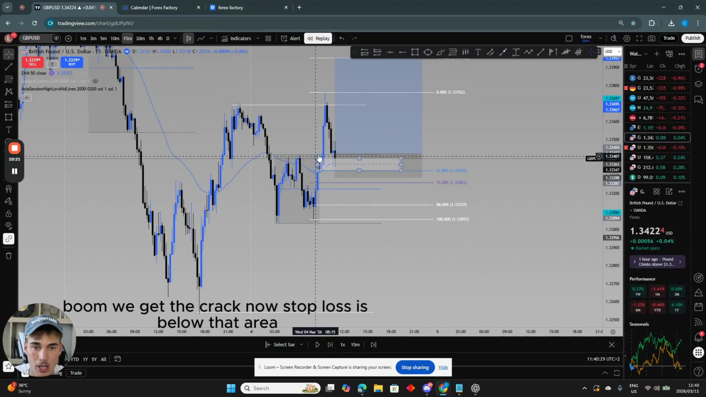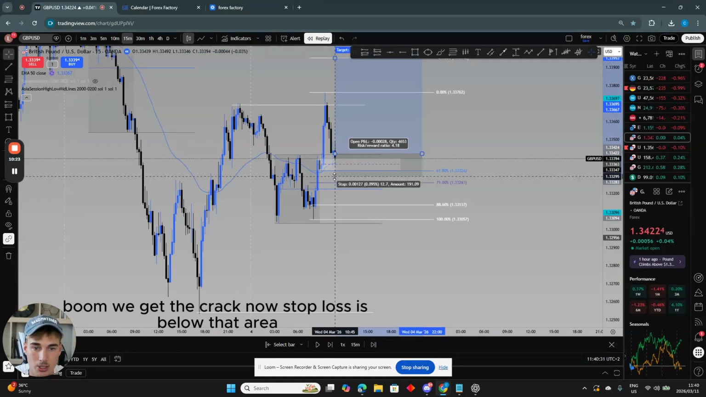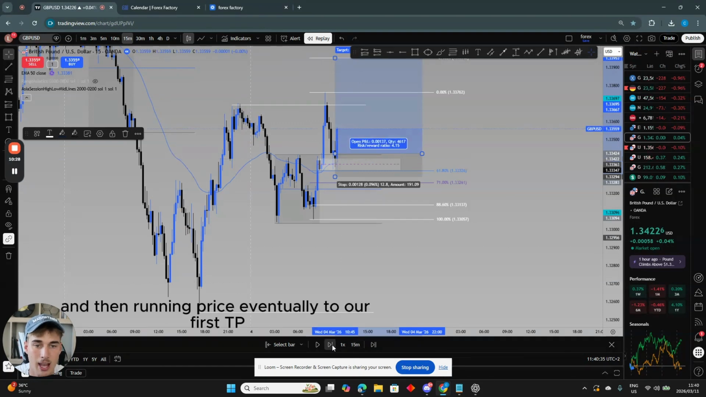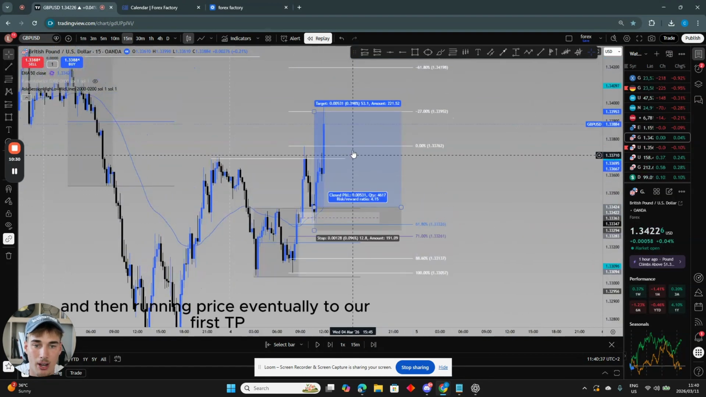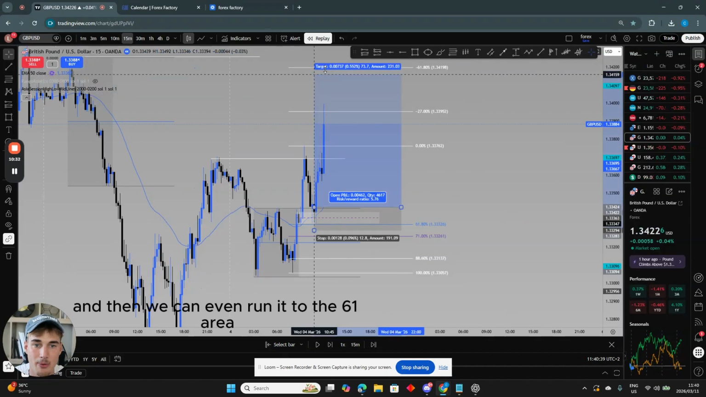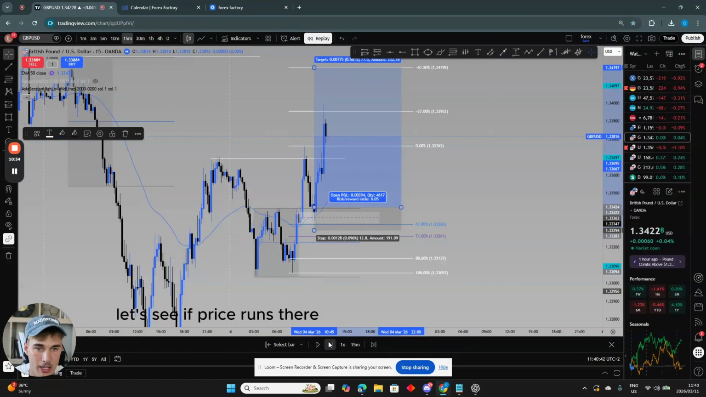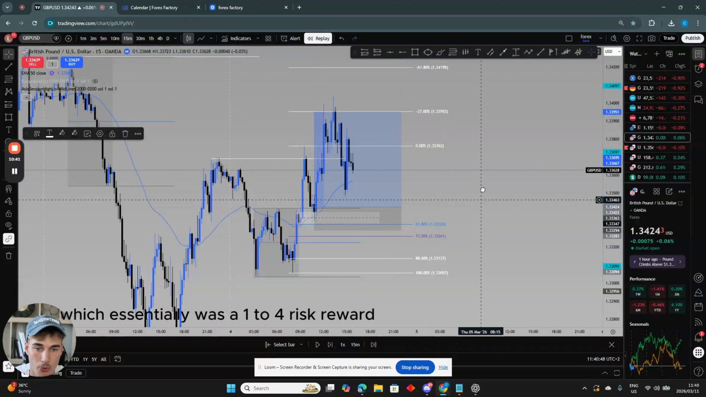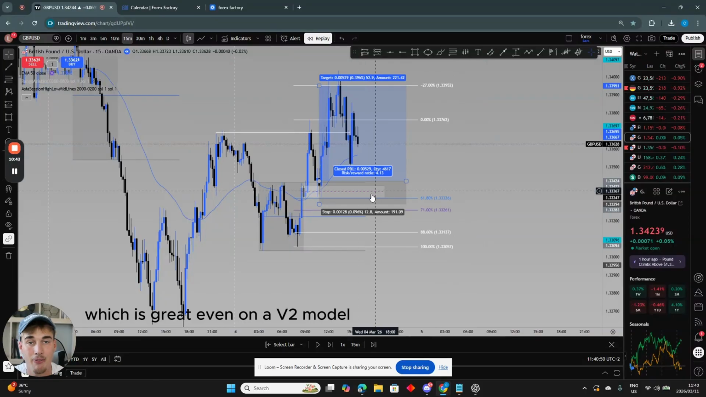Okay, boom, we get the crack. Now stop loss is below that area. We are still holding EMA, which is great, and then running price eventually to our first TP, and then we can even run it to the 61 area. Let's see if price runs there. No, it doesn't. So that was the first TP, which essentially was a 1 to 4 risk reward, which is great, even on a V2 model.